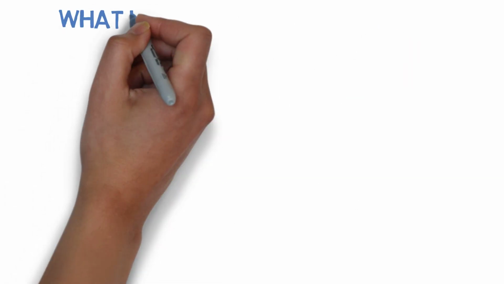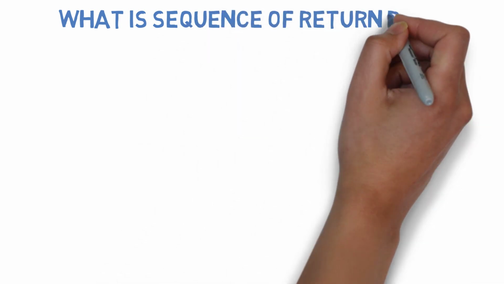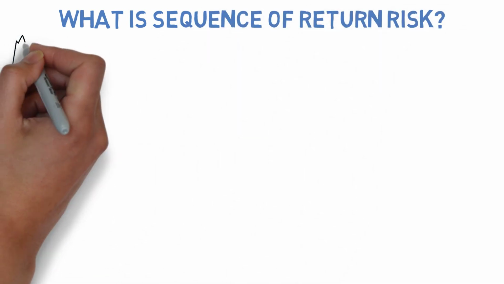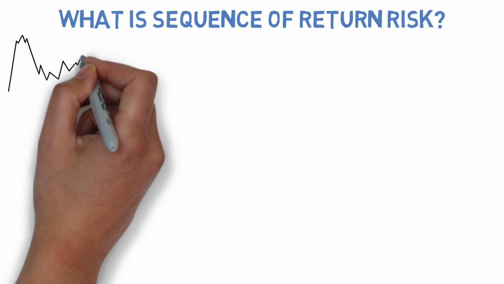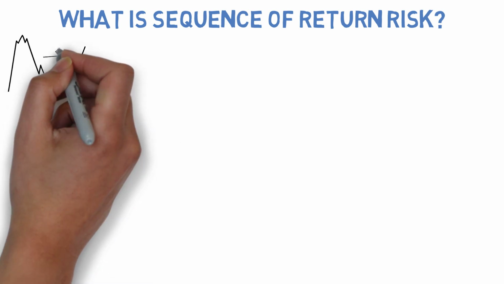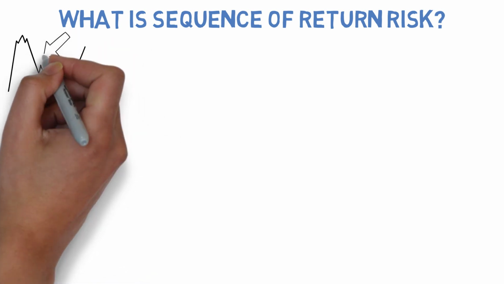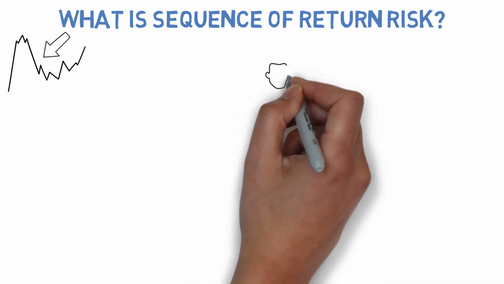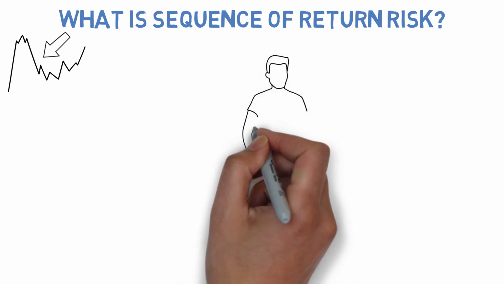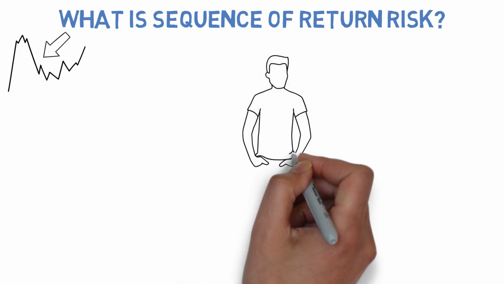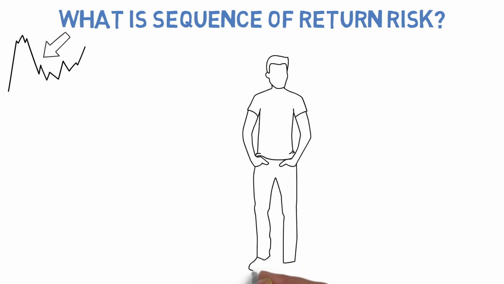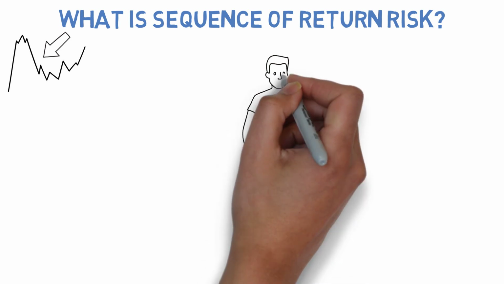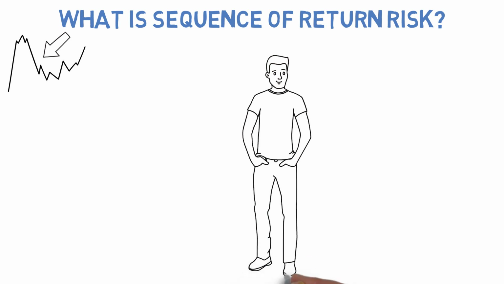So first things first, what is sequence of return risk? In its simplest form, it's merely the risk of an investment having less than ideal returns at a specific point in our investing journey due to the time that we began investing in it. In other words, it's basically expressing the risk that the order of the returns that we receive will not be favorable, even if on paper the overall return at the end of the day is fine.